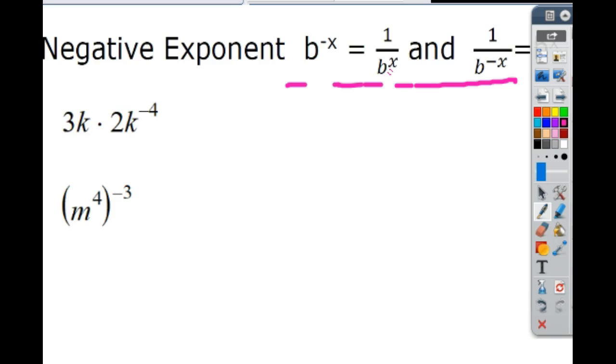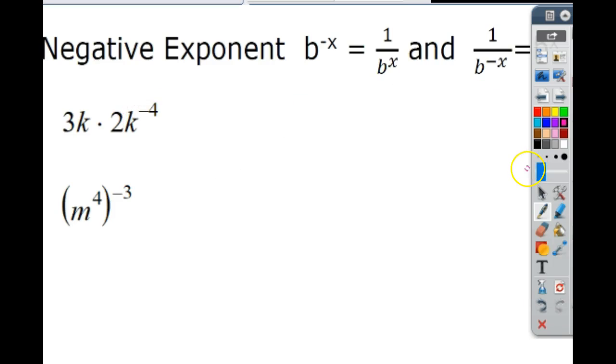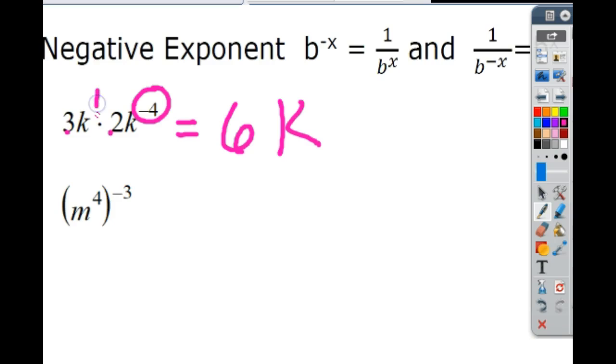And a negative exponent, this would be 3k times 2 with a k to the 4 in the denominator. That's what it means to have a negative exponent. It means that it's in the denominator. So what is that reduced to? Well, let's go back and use our rule. 3 times 2 is 6, and we add, what if it doesn't have an exponent? The exponent's 1, and so to multiply, you add the exponent. What's 1 plus negative 4?